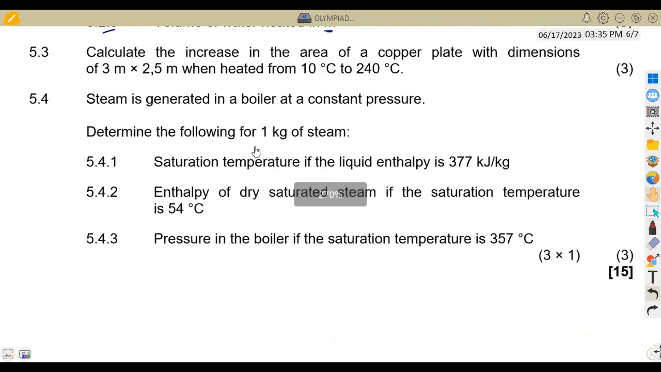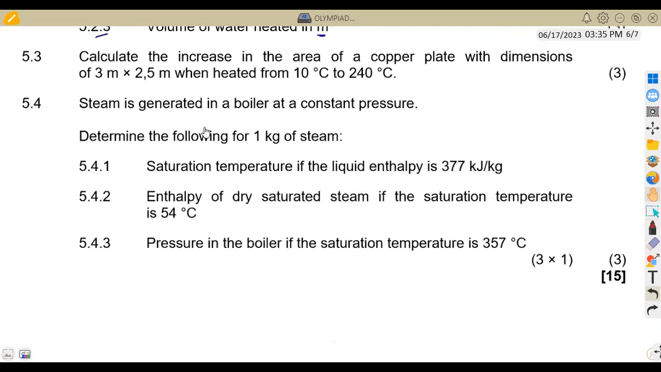Then we check 5.3. We are given to calculate the increase in area of a copper plate with the dimensions 3 meters by 2,5. So this is a rectangular format that we are given. So we are given this as a rectangular format that is measuring 3 meters by 2,5 meters in this case.